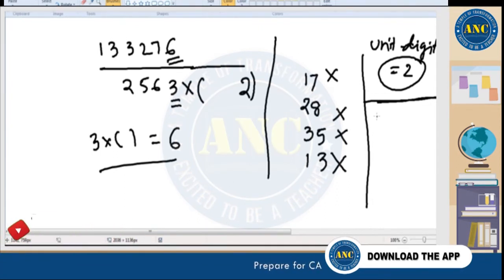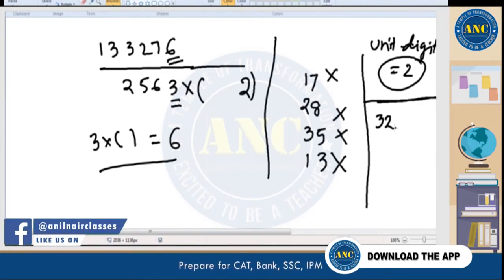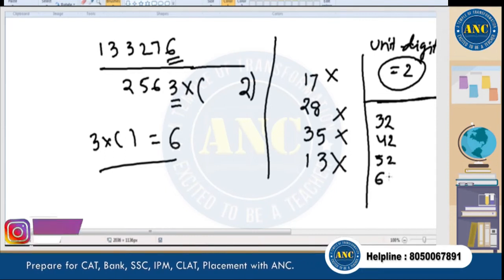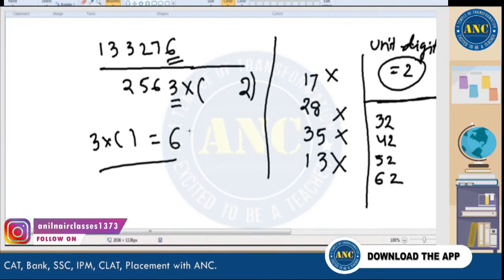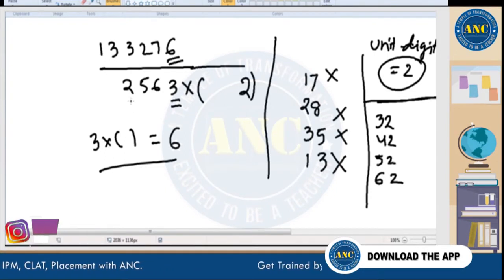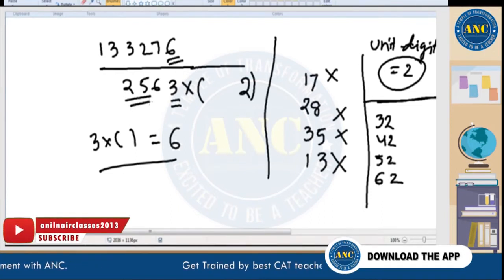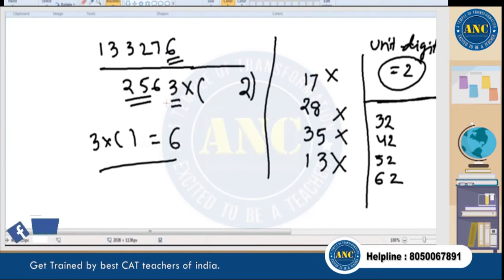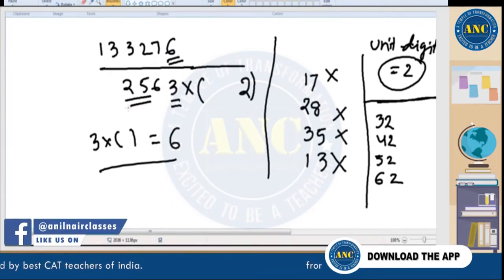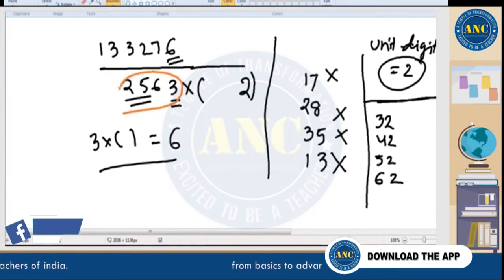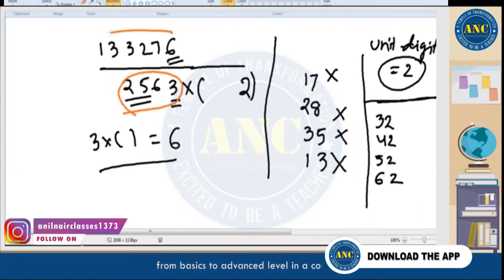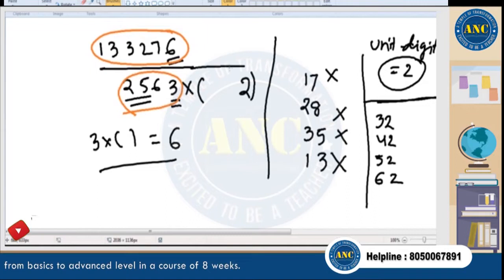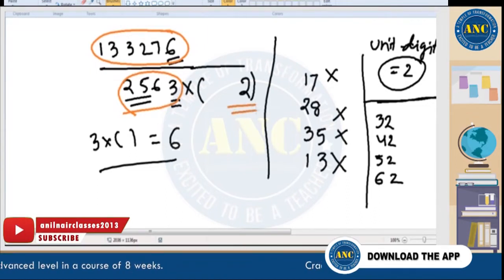Suppose the options are like this, sir: 32, 42, 52, 62. Then what can be the situation? I am considering 2 digits here. Check out the numerator and denominator. Here I have 4 digits, but here I have 6 digits. The difference is 2 digits, so in the answer, definitely I will have 2 digits.